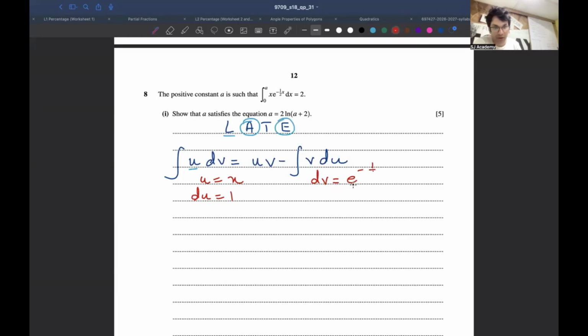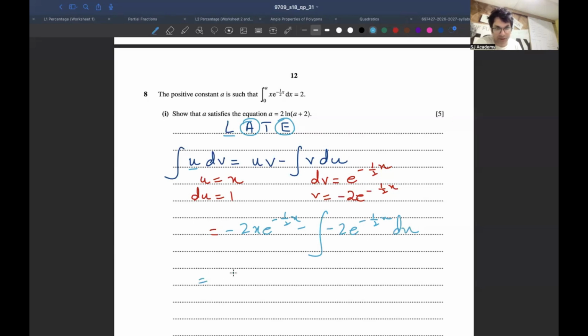So v will be equal to, when we integrate this, e power minus half x divided by minus half. So when you divide by minus half, the negative 2 will come in the numerator. Now substituting this into the original formula, uv will become minus 2 e power minus half x into x. So that will be minus 2 x e power minus half x, minus, and then v du. du is 1 and v is minus 2. So this is minus 2 e power minus half x, and du is 1.